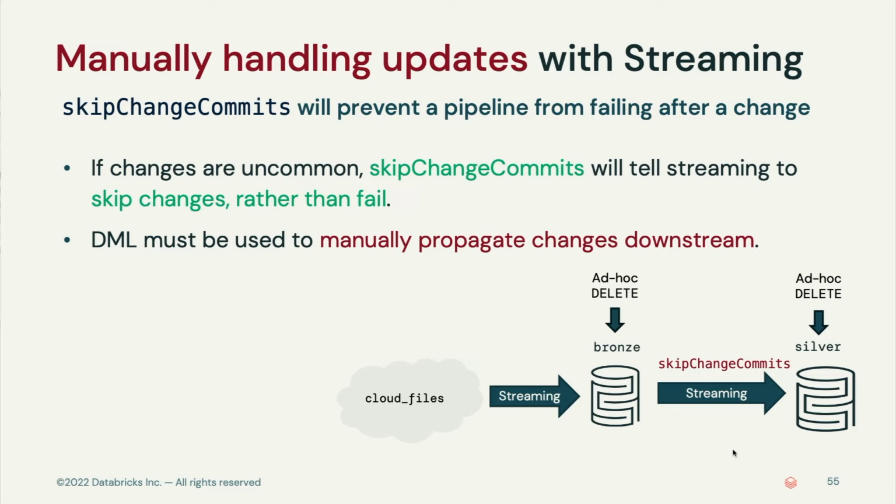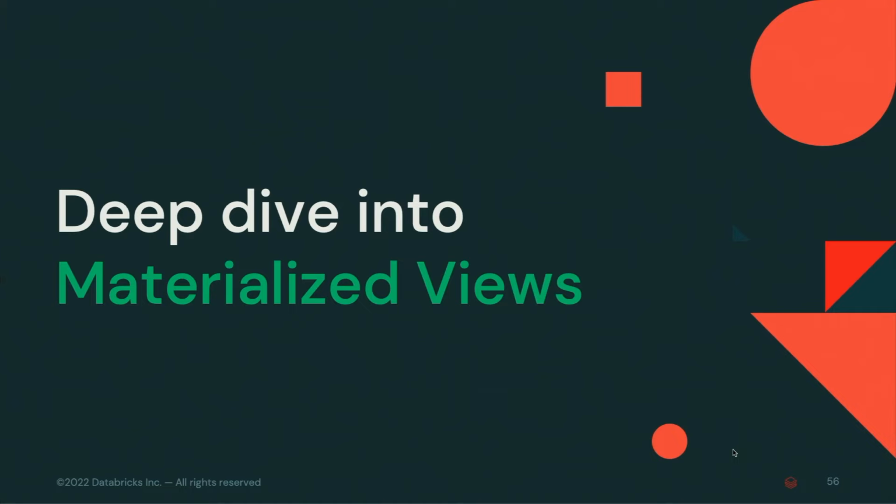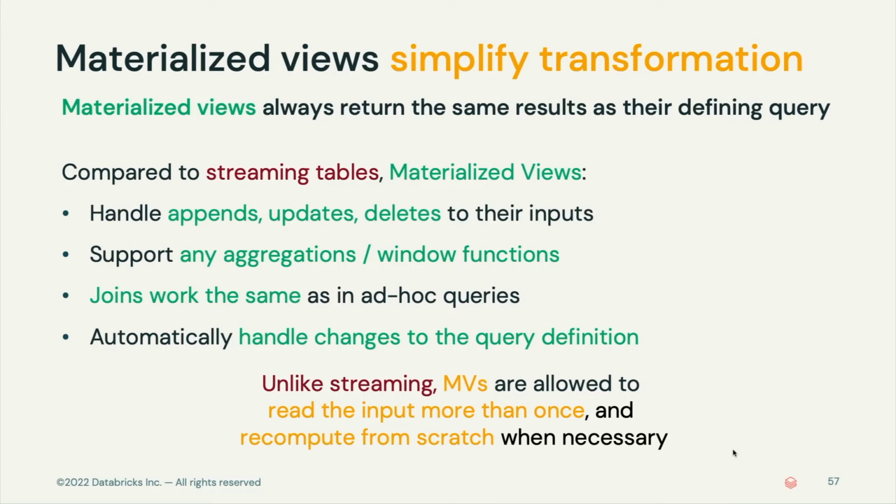You want to guarantee every row is only read once, and you're willing to deal with this extra complexity as a result. This is a great pattern to do. But this is getting pretty complicated. There's got to be a better way where I don't have to think about all this extra state. And that's why I am super excited about materialized views. Materialized views simplify transforming data.